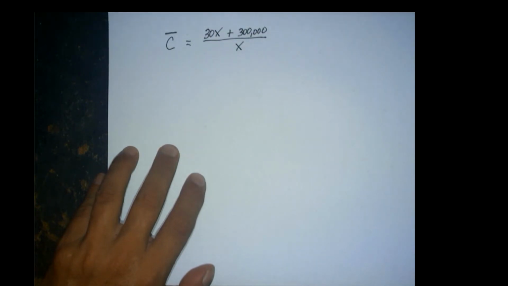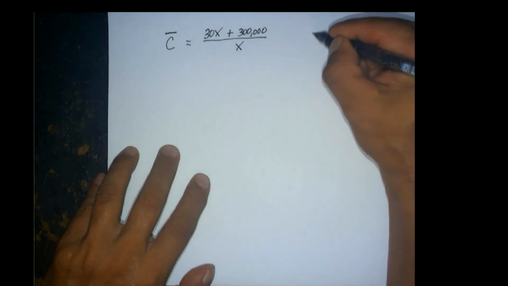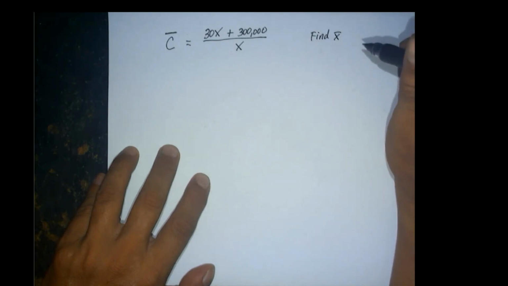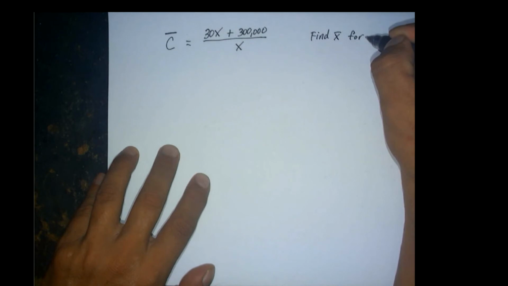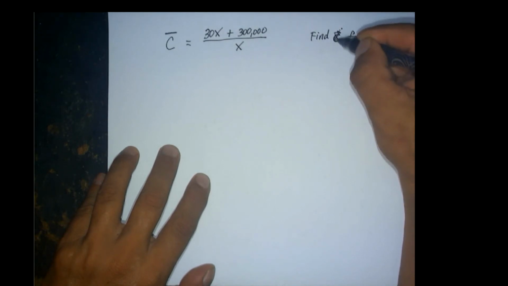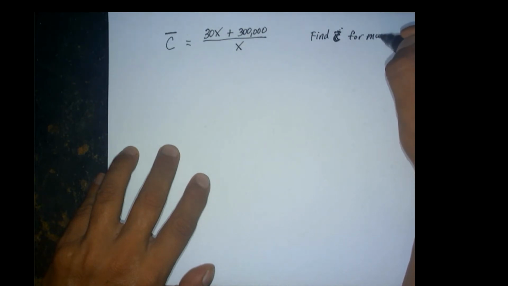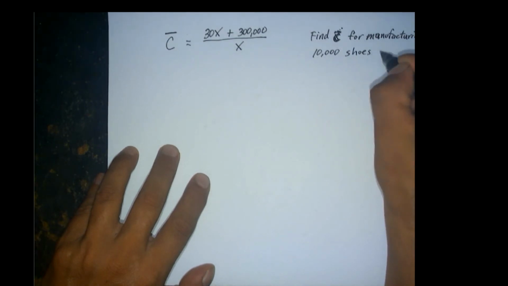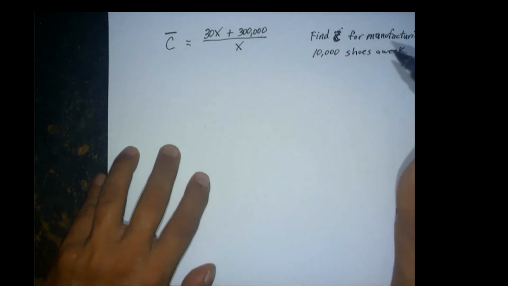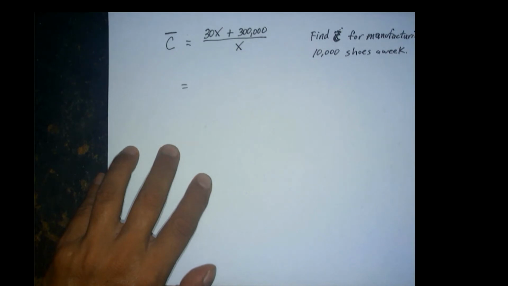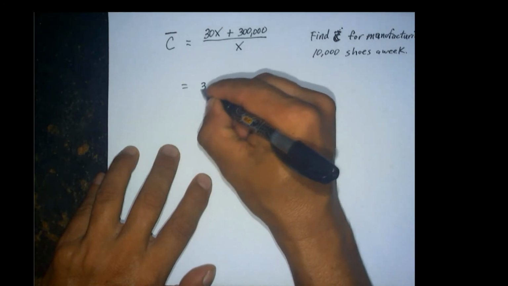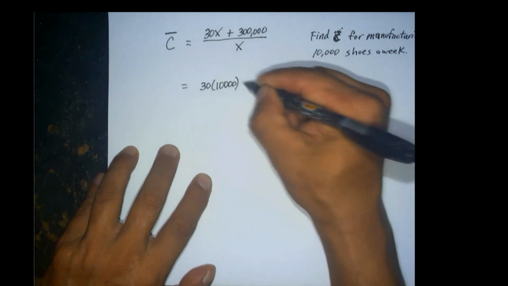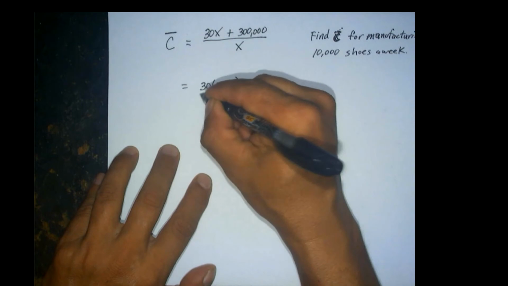Okay. Real formula. So find the average cost, which is C bar. I'm sorry, average cost is C bar. Find the average cost for manufacturing 10,000 shoes a week. These word problems are somewhat simple because we're just going to plug in. What are we going to plug in for X? 10,000. So it's 30 times 10,000 plus 300,000 divided by 10,000.